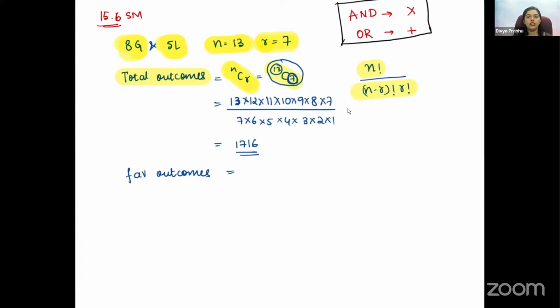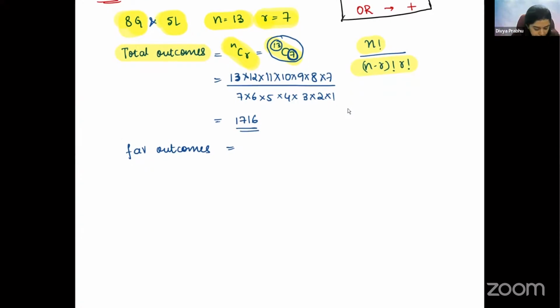Next step, go for total number of outcomes. Total number of outcomes is always nCr. n is nothing but 13, r is nothing but 7. So 13C7. How do you calculate 13C7? You start with 13, multiply 7 times, divided by 7 factorial. That's all. Okay, so you get 1716.